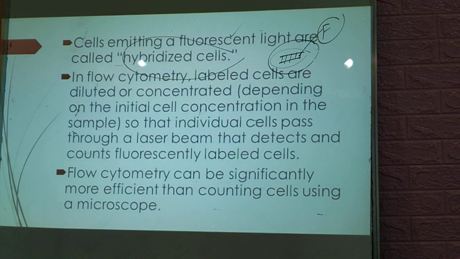Next one. In flow cytometry, labeled cells are diluted or concentrated depending on the initial cell concentration in the sample, so that individual cells pass through a laser beam that detects and counts fluorescent labeled cells.